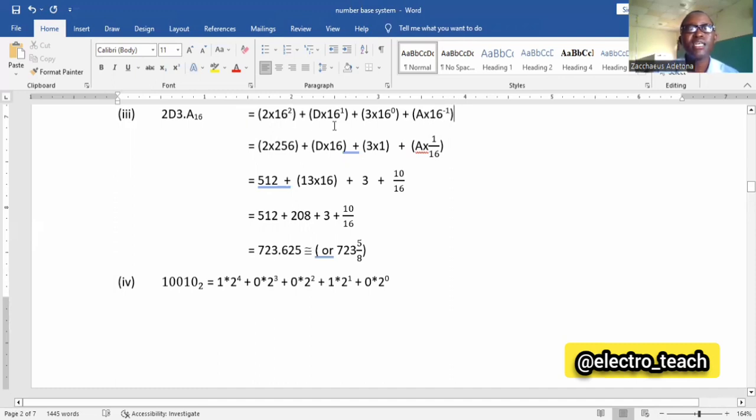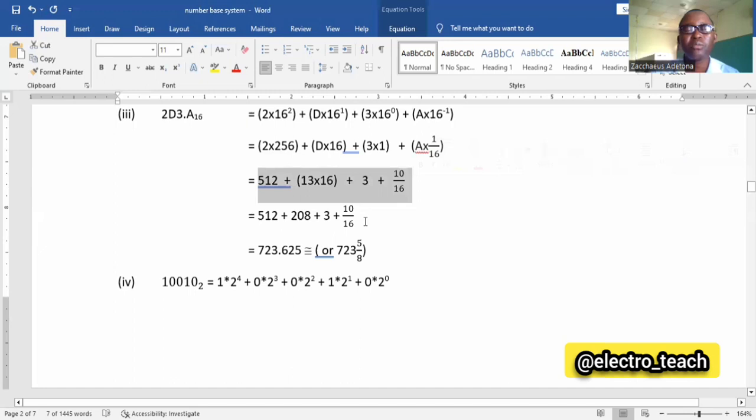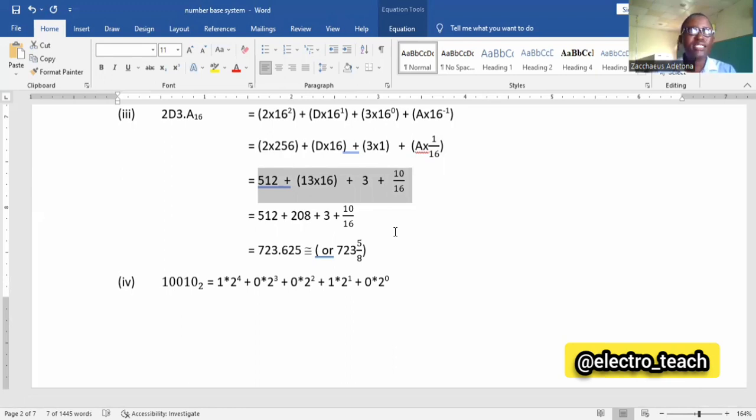Now, remember, your D is represented as a figure, which is 13. Your A is represented as a figure, which is 10. So if you substitute for those values, we have this written out: 512 plus 13 times 16 plus 3 plus 10 over 16. Now, when you multiply all these out and then add them together, we arrive at 723.625 or 723 and 5 over 8. And that is the decimal value of 2D3.A in base 16. Now, let's look at the next, which is the last example.